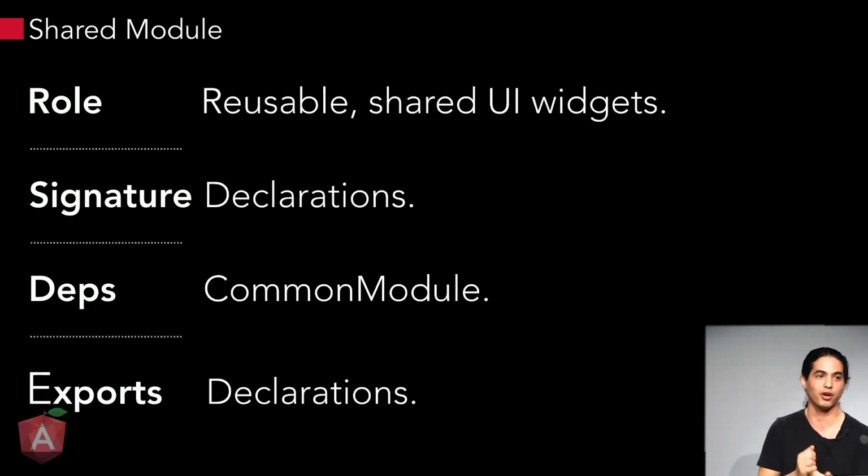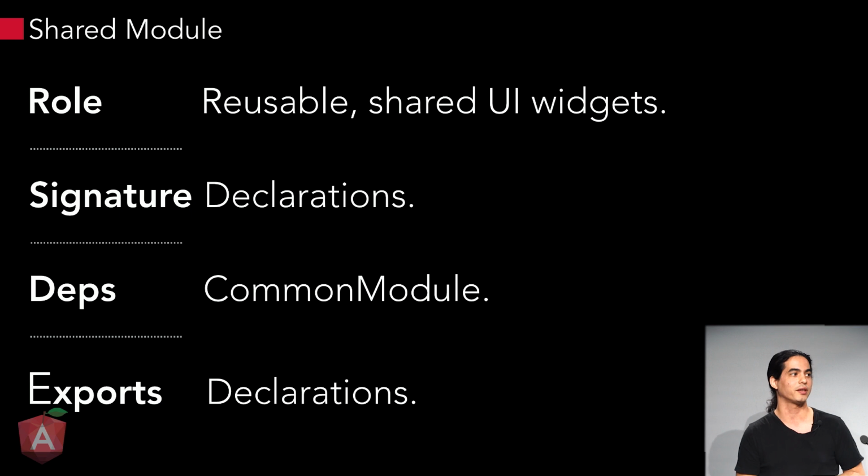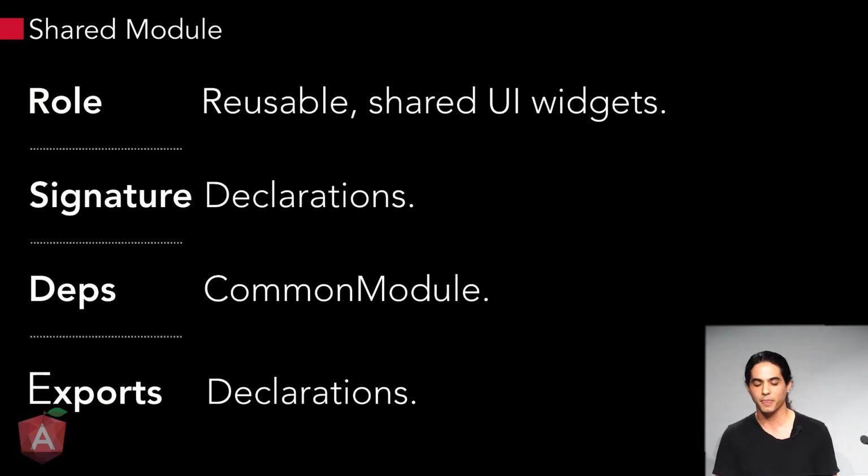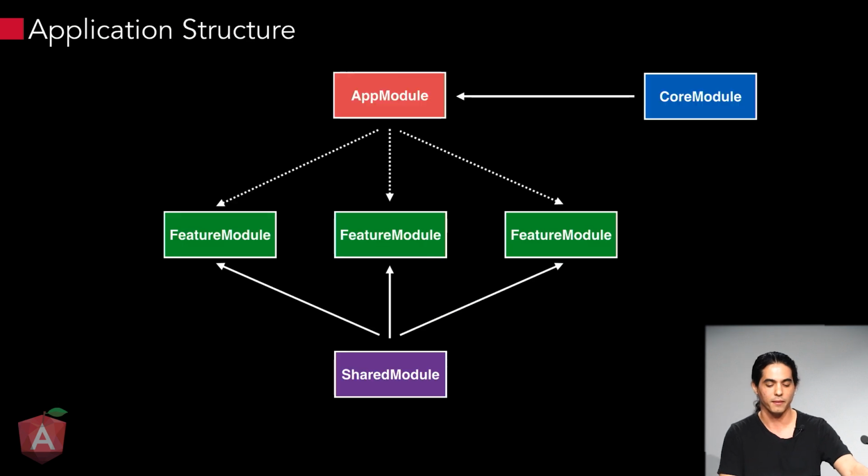All right? The shared module. Most of the time in my systems, I name this module shared UI components, because most of the time it contains UI components which are supposed to be shared and supposed to be generic. So the signature will be a lot of declarations, no dependencies, just the common module that I need from Angular. It will export everything because it's a shared module. It contains shared components.